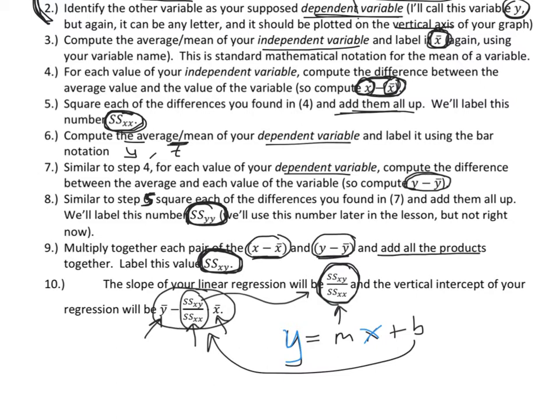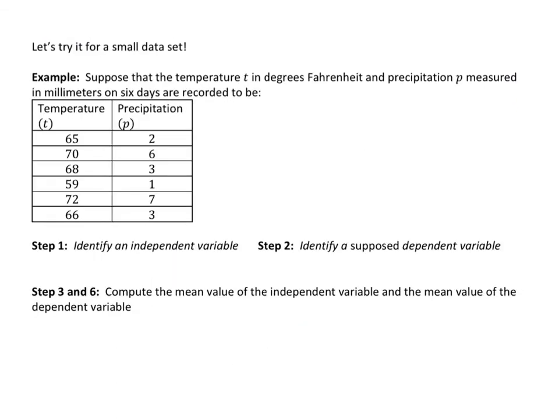All right, now let's try putting this into practice. I'm going to try this for a small set of data. I don't want this video to be too long. So as an example, suppose that the temperature, T, measured in degrees Fahrenheit, and the precipitation, which I'm going to call P, measured in millimeters on 6 days, are recorded to be these things. So I've got this table, we've recorded some data.